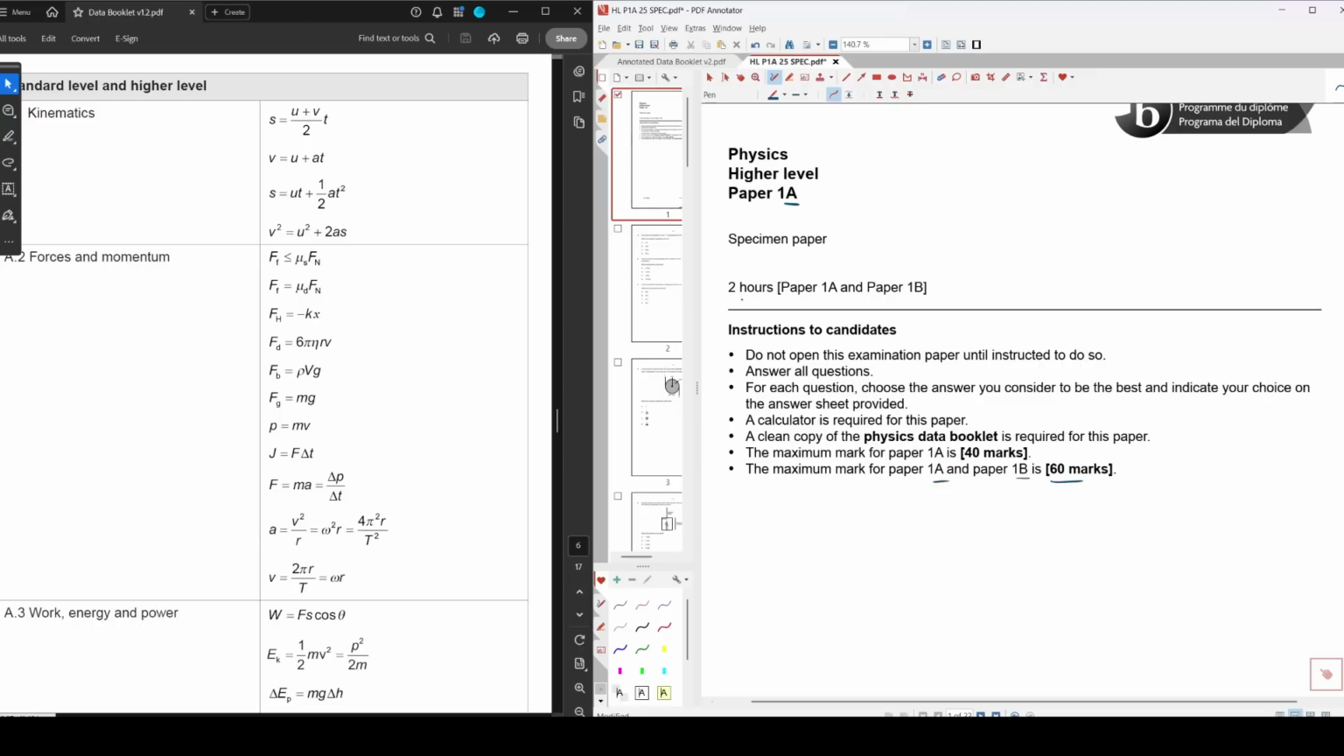60 total marks. You have 2 hours. That's 2 minutes per mark. You may want to save a little extra time for the 1B because there's more writing and drawing lines on graphs and stuff. But in general, we're going to shoot for no more than 2 minutes per mark. So 80 minutes at the most is how long you want to spend on the paper 1A. If you can get away with a little less, great. So I'm going to try to keep an eye on my time and keep this to certainly under 80 minutes. Let's see how we do.